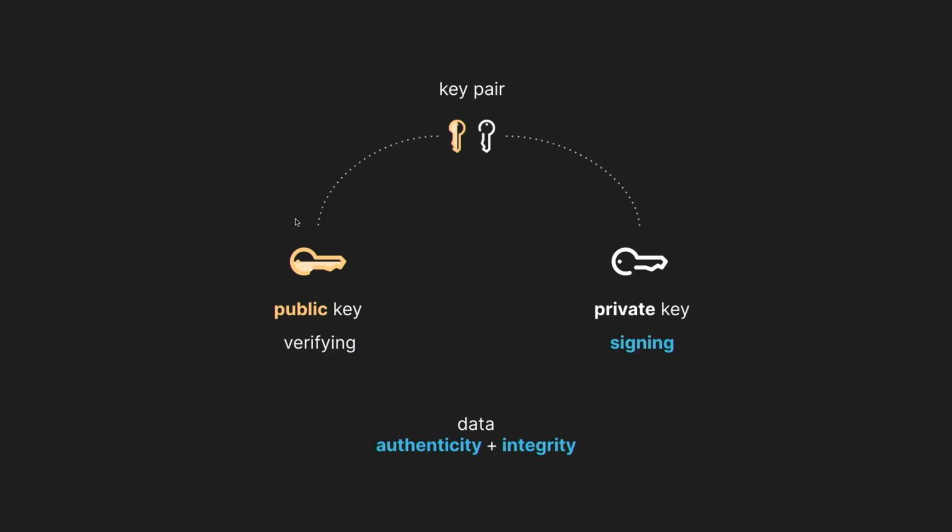OK, what is signing? Signing is used to verify the authenticity and integrity of data. When you sign something, you use your private key to create a digital signature. So someone else can then use your public key to verify that it is you who, in fact, signed the document, that it is your signature. And also, very importantly, that the data hasn't been tampered with since you signed it.